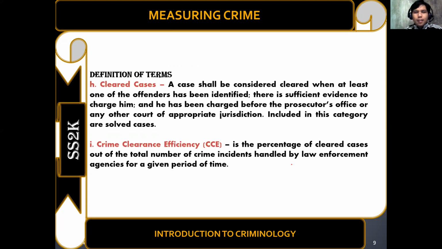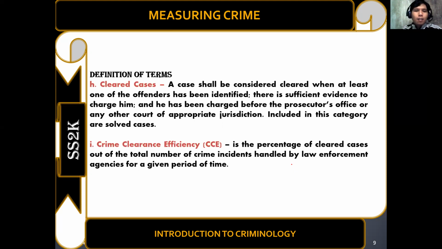Okay? So pagka sinabi natin cleared cases, pagka lima ang suspect, pero isa lang ang naaresto at isa lang ang nakasuhan, hindi po considered as solved ang kaso. But case is considered cleared. Okay? Because out of 5, one of them was identified and a case was filed against that person. So case is considered cleared, but it is not yet considered solved. But cleared cases include those solved cases.